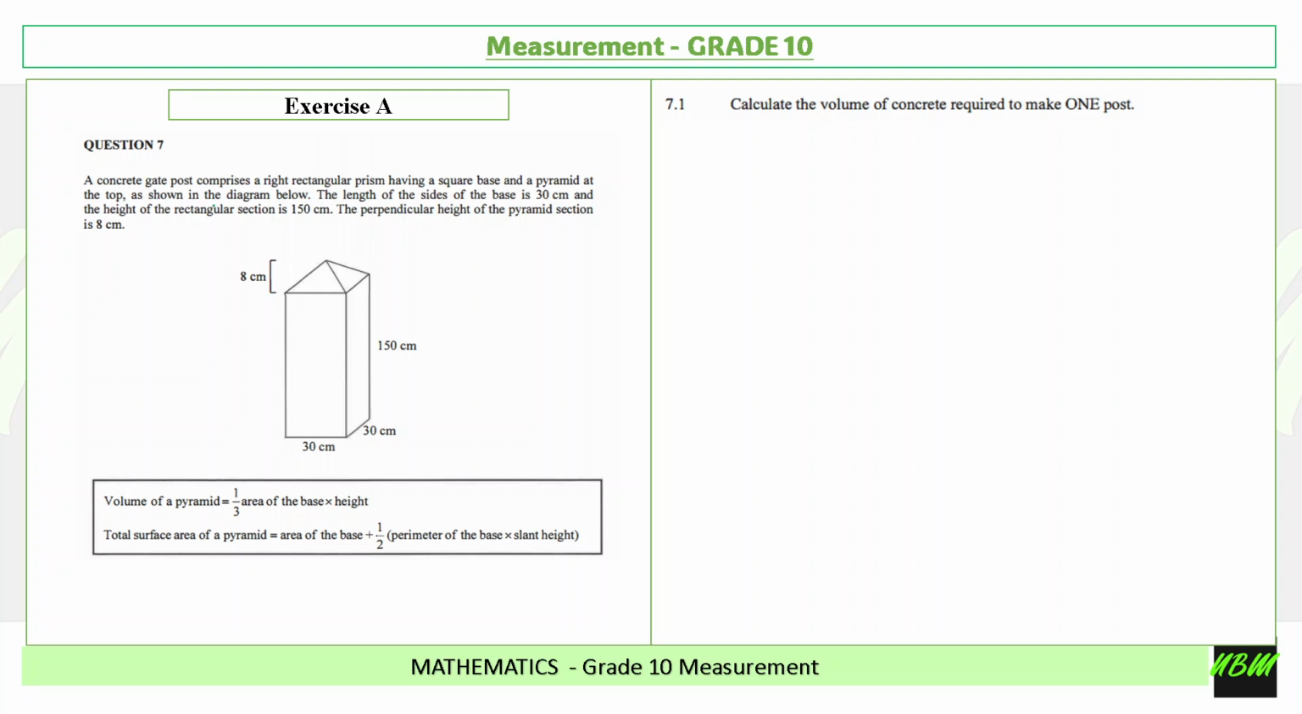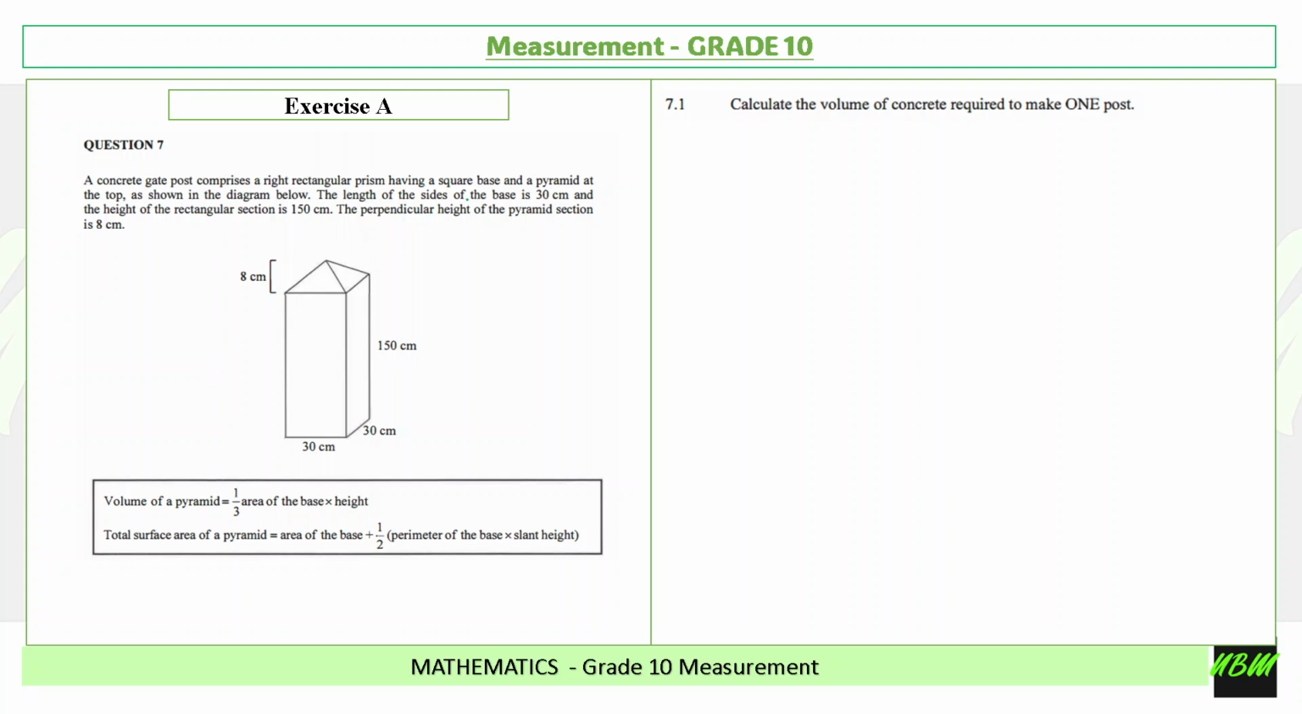Alright, exercise A under measurement. Question 7. Let's read the statement. A concrete gate post comprises a right rectangular prism having a square base and a pyramid at the top, as shown in the diagram that we are given.